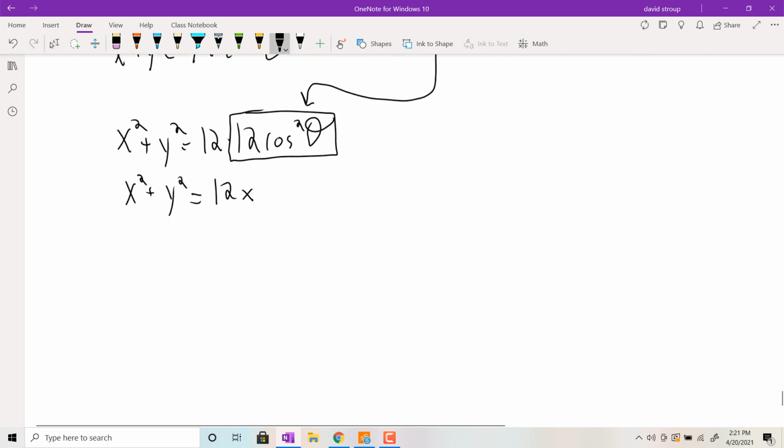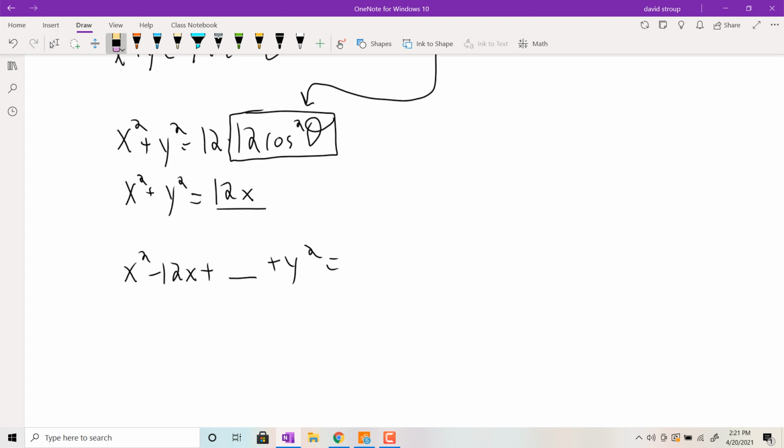Okay, so what is this thing? It's a circle shifted to the left or the right. Let's see which way it's shifted. If I move the 12x to the other side, I get x squared minus 12x, and then I can complete the square.